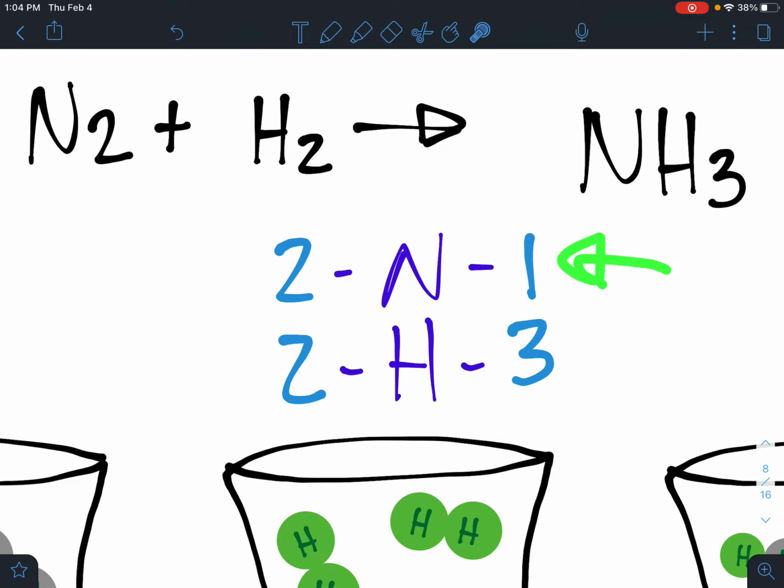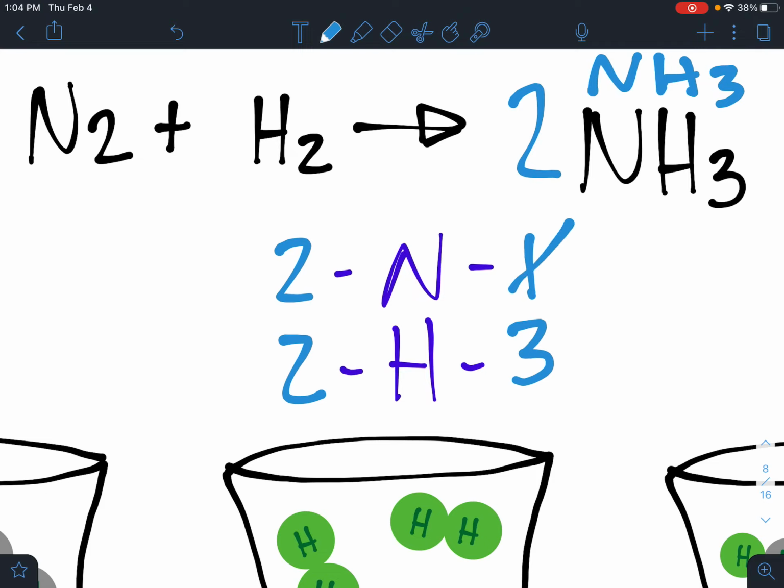So since I wrote nitrogen first, I'm just going to do the nitrogen first. On the left-hand side of the equation, we have 2 nitrogens. On the right-hand side, we only have 1. So how do we get 2 nitrogens? Well, we would have to add a whole other molecule of NH3. So we would need 2 NH3s. Now in doing that, we now have 2 nitrogens, and it also changes our number of hydrogens, because if we have 2 molecules of NH3, then we've now doubled our hydrogens.